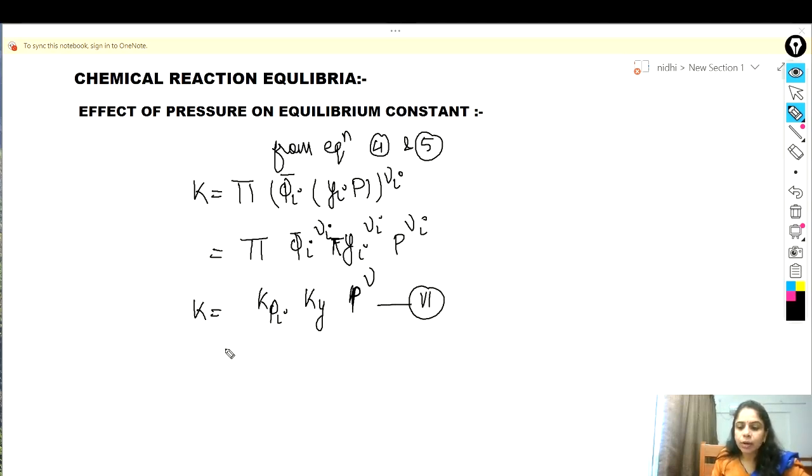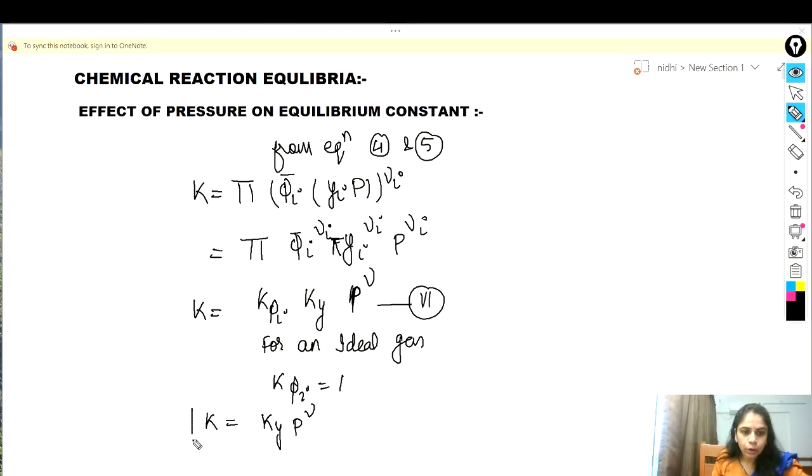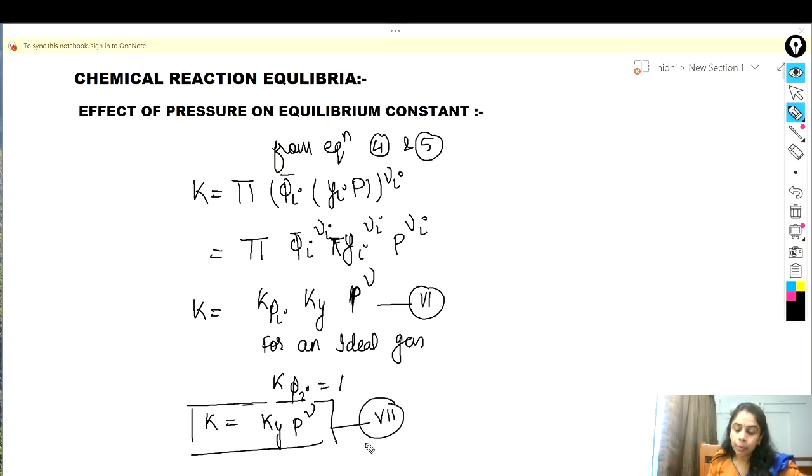Now since we know that the fugacity coefficient is 1 for an ideal gas, in the case of an ideal gas K_phi will be equal to 1, then K equals K_y times P to the power of the overall stoichiometric coefficient, nu. This is our equation number 7. So since K is independent of pressure, variation in P to the power nu from equation number 7 must be balanced by a corresponding change in the value of K_y.